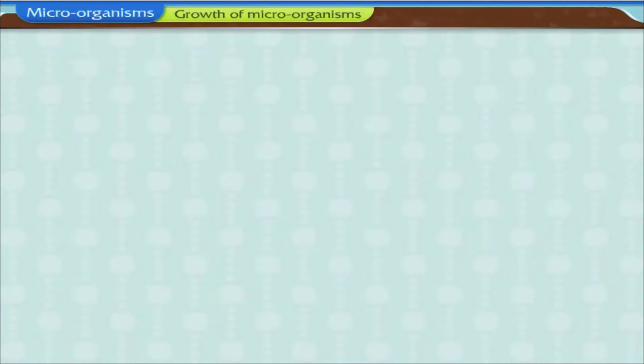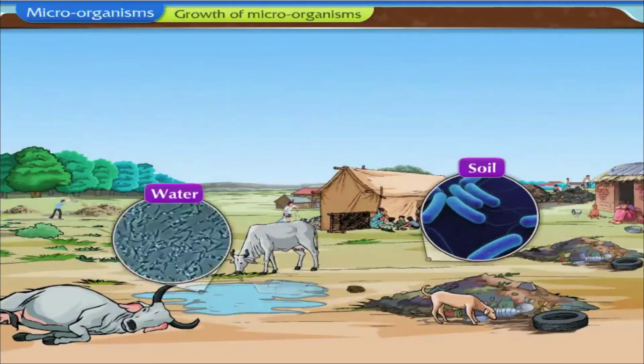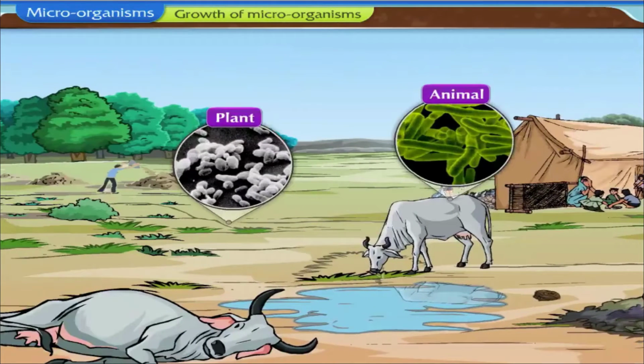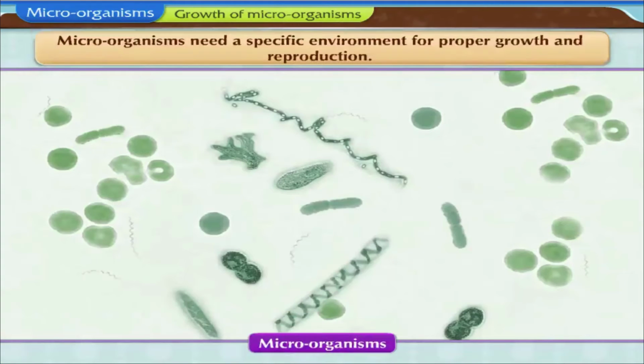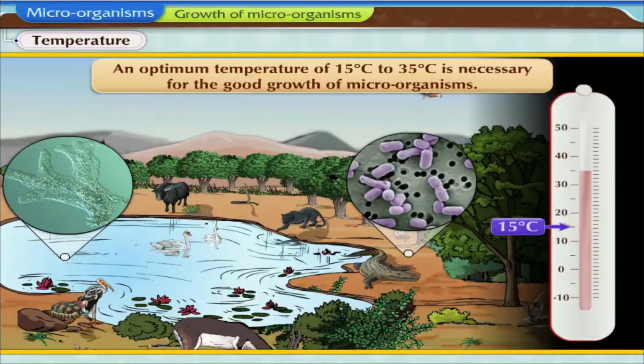Growth of microorganisms. Microorganisms can grow in a variety of mediums such as soil, water, decaying matter, and even inside the body of a living organism. They need a specific environment for proper growth and reproduction. An optimum temperature of 15 degrees to 35 degrees Celsius is necessary for the good growth of microorganisms.